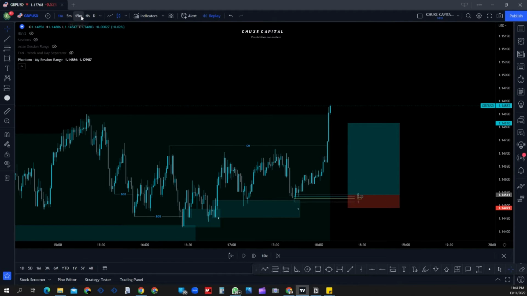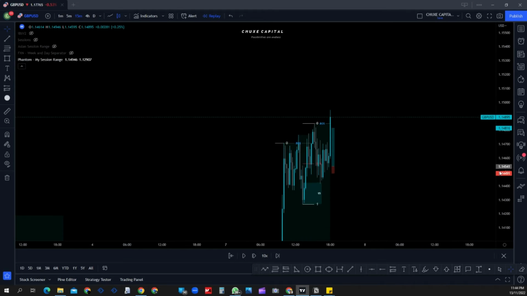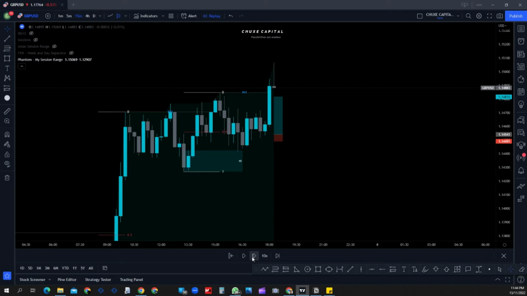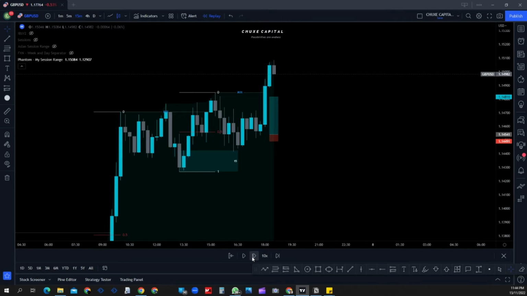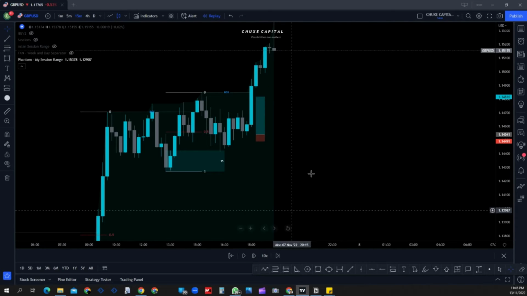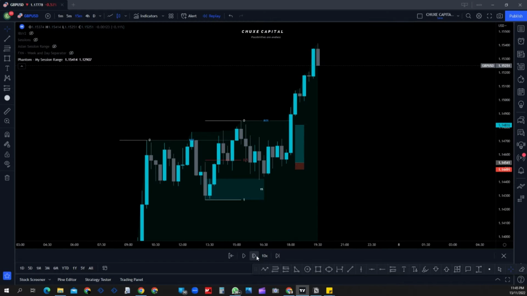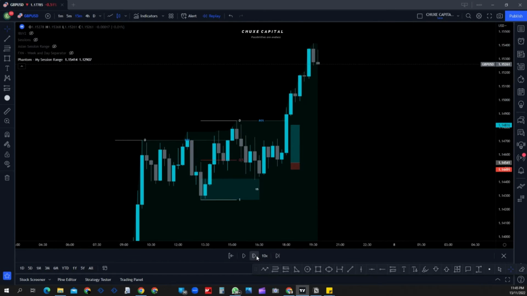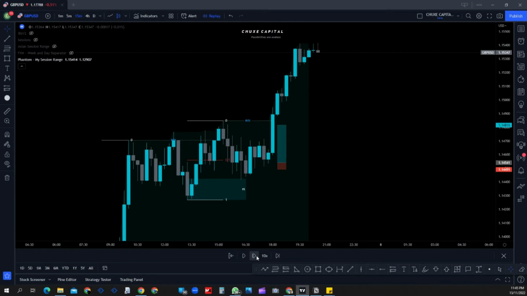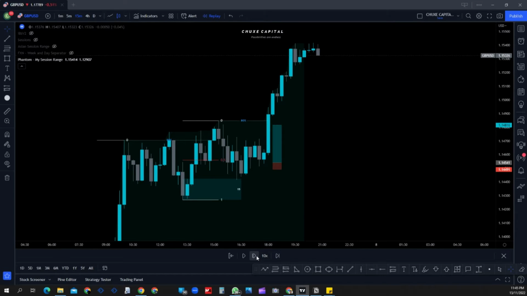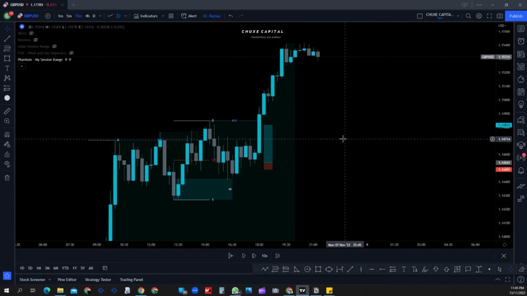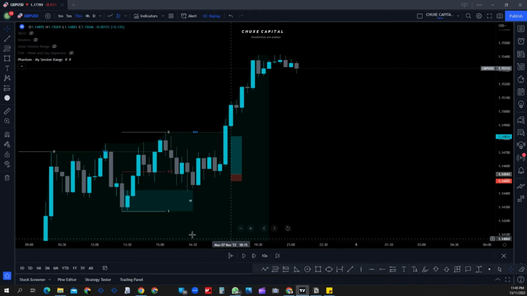Okay. So we'll go back to 15 minutes and see what's happening. So we've broken that. So wait for the pullback, waiting for a close below the previous candle. We haven't got that yet. Okay, so that's a close below. So this close below, so that's our range.